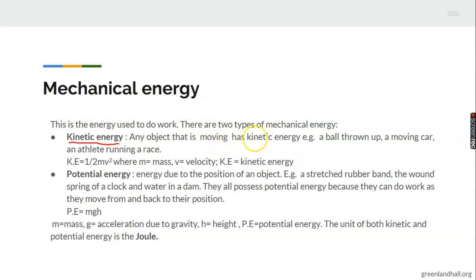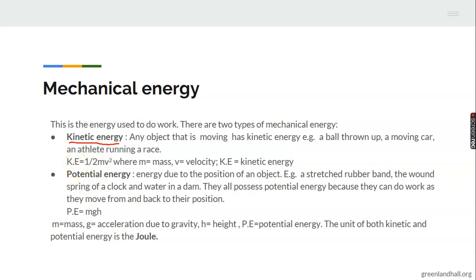Any moving object possesses anything you see moving, either you are moving or an ant is moving or any animal is moving, that thing or that object possesses what we call kinetic energy. So any object that is moving has kinetic energy. That's it. For example, when you throw a ball, the moving of the ball means the ball has kinetic energy. Same thing with a moving car, or maybe you are walking, you possess kinetic energy.